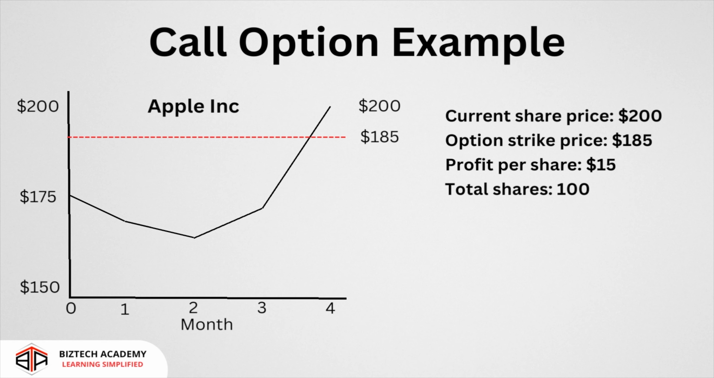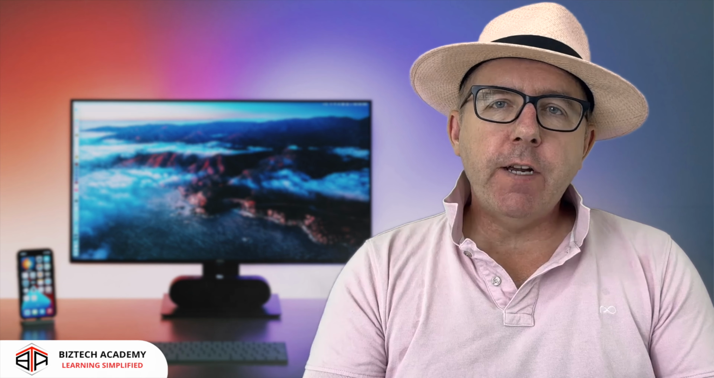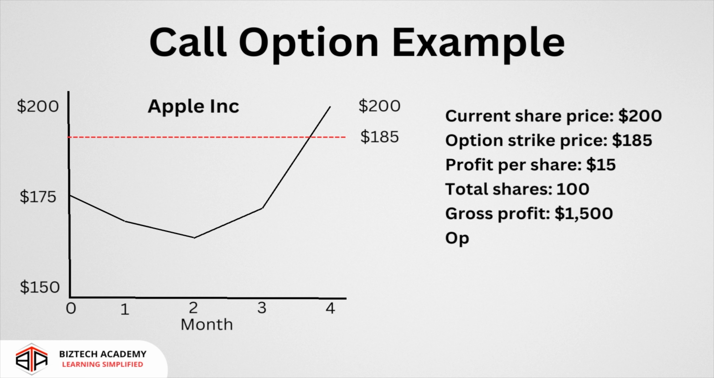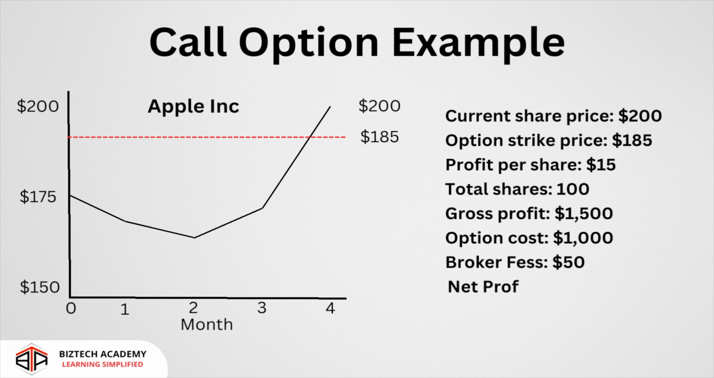But if we go back to the example, you can see that if we have a profit of $15 per share and 100 shares, then our gross profit is $1,500. Now, I say gross profit because you need to reduce from that the cost of the option itself, as well as any transaction fees that have been levied on you for buying and selling the option. In our example, the cost of the single option is $1,000 and the broker fee is $50. And so our net profit is $450 or 43% over 4 months if you consider the $1,050 costs. Not bad, really.